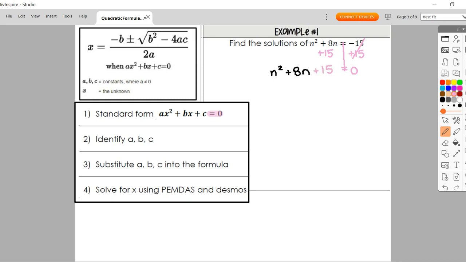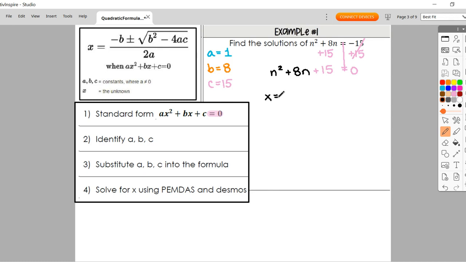From here, we identify our A, B, and C. A is going to be the number on the first term. When there's no number, remember, it's a 1. The B term is going to be the number on our second term, which is going to be 8. And then C is going to be the last term, which is going to be 15 in this case. Now that I have my A, B, and C, I go right to the formula here.